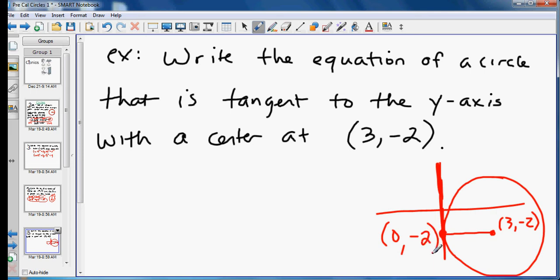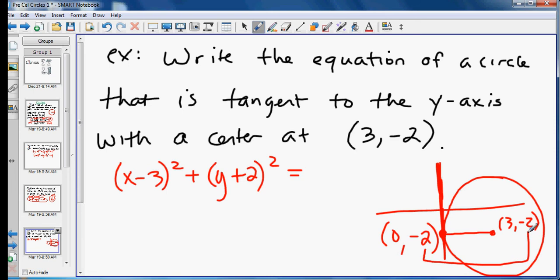So we have the center, just like before, so (x - 3)² + (y - (-2))². And then to get the radius, we can again, fortunately, say, alright, these are both -2, so we just need to know what's the distance from 0 to 3. Obviously it's 3, so 3 squared is 9. So when you're tangent to the y-axis, it actually ironically turns out it's the distance between 0 and the x value that will help you find the radius.